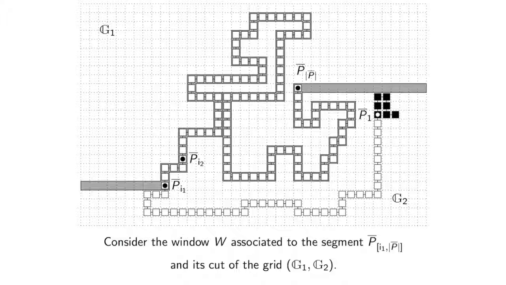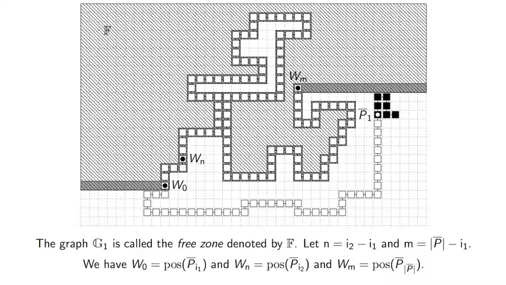This window is in gray. Let the graphs G1 and G2 be the cut of the grid associated to the window W. We remind that the graph G1 is by definition the left side of the window W. In this special case, the graph G1 is called the free zone F. Here the free zone is hatched.